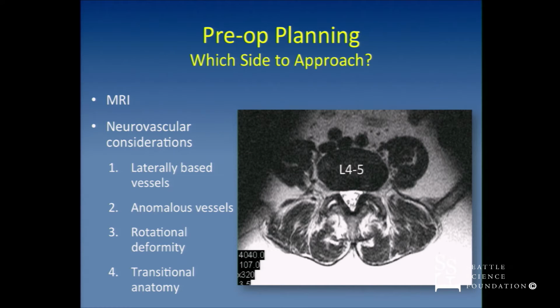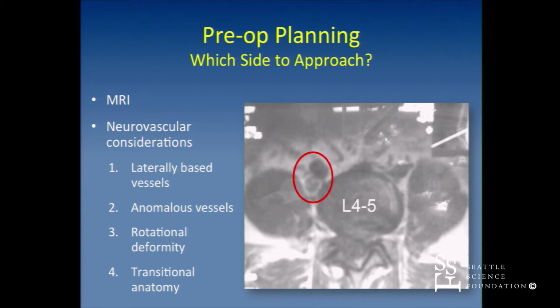Next, after looking at the X-rays, look at the MRI. So the neurovascular considerations include laterally based vessels, as you see here. So you would not want to approach this patient from the right. You'd want to approach from the left. And if you were approaching from the left, you would not want to release the contralateral annulus for fear of a vascular injury on the contralateral side.